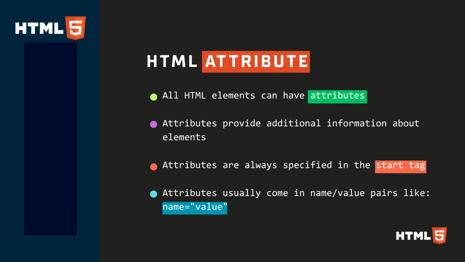All HTML elements can have attributes. Attributes provide additional information about elements. Attributes are always specified in the start tag. Attributes usually come in name/value pairs like name="value".